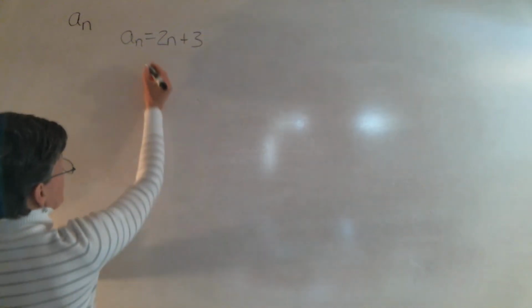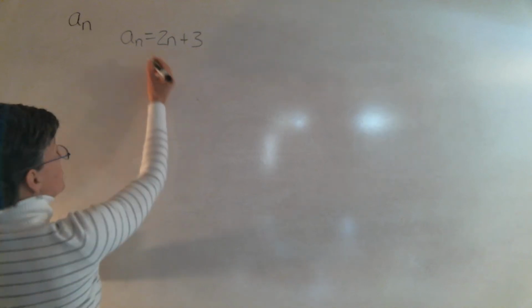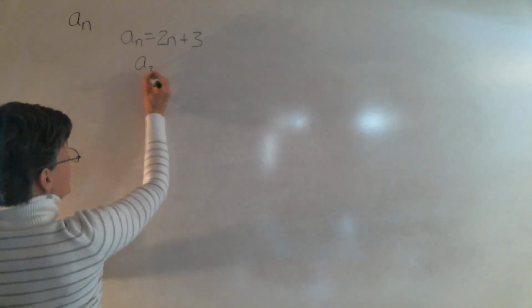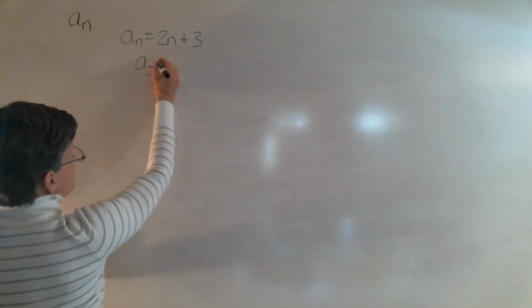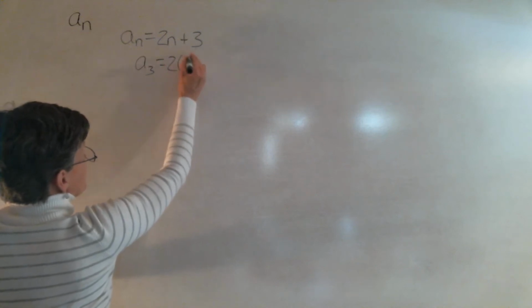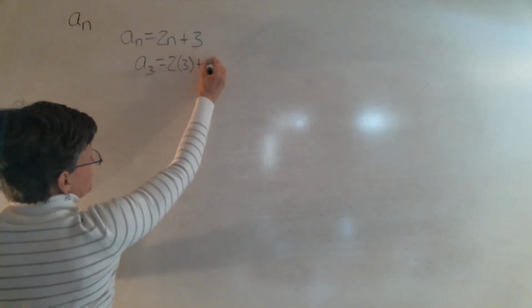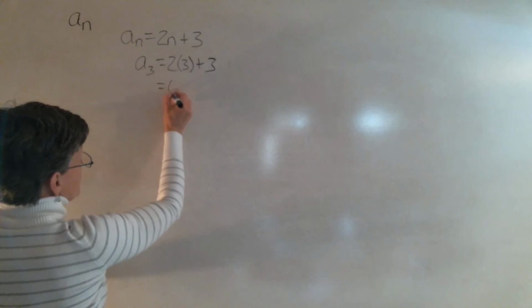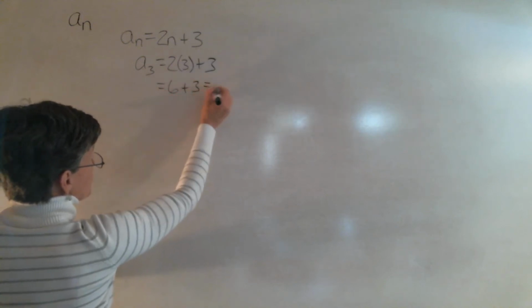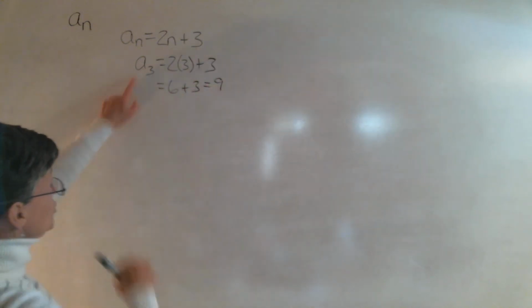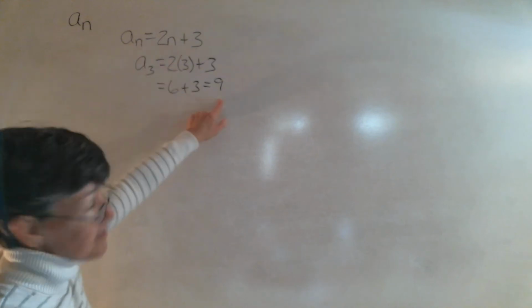So for example, let's suppose we wanted to know the third term in the sequence. Then I would just say n is 3. So A sub 3 is 2 times 3 plus 3. Well, that's 6 plus 3, which equals 9. So the third term in this sequence is 9.